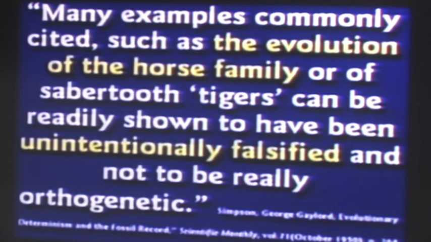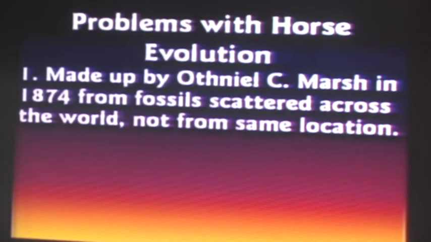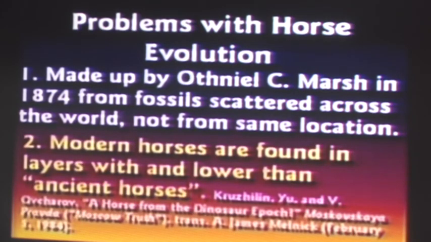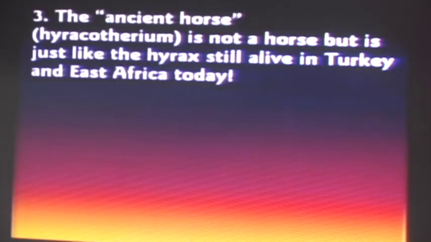Why did they keep that in your textbooks? This whole thing was made up by Othniel C. Marsh in 1874. He picked animals from all over the world and put them in order the way he thought it might have happened. They were never found in that order. Modern horses are found in the same layers as the so-called ancient Equus or Eohippus horse. They're found in the same layer. So it can't be the ancestor, that's for sure. The ancient horse is nothing but a Hyracotherium, which is still alive today.